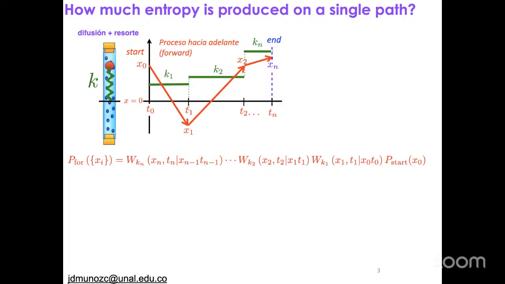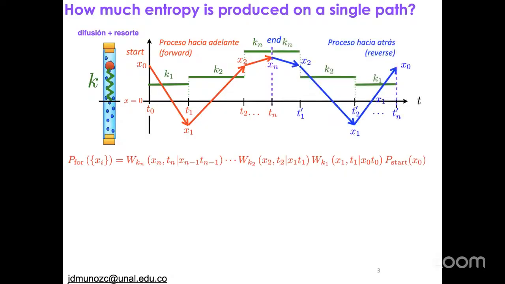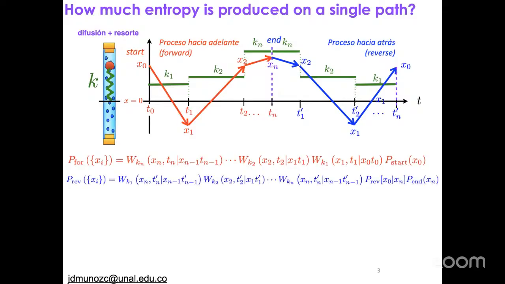So now you can think of performing the protocol in the reverse way. In the reverse protocol, you start by keeping the spring constant at Kn, then take Kn minus 1 and so on, to reproduce the protocol backwards. And then you can compute the probability to perform the same path, but in the reverse way. And then you have that probability. Okay, so you can define that a single path.